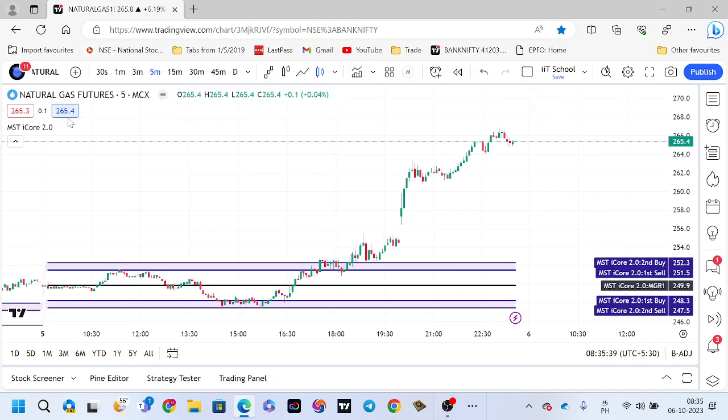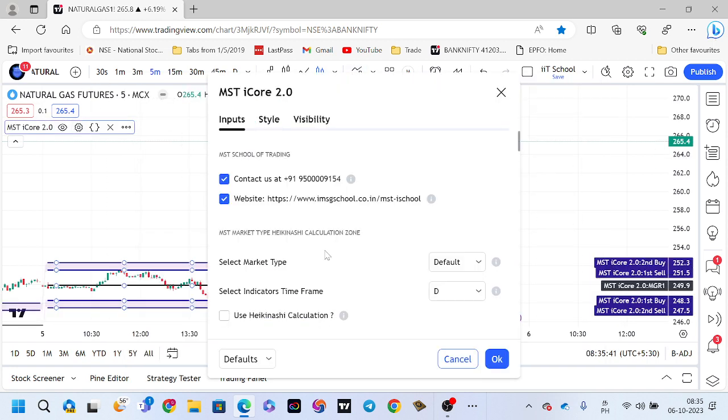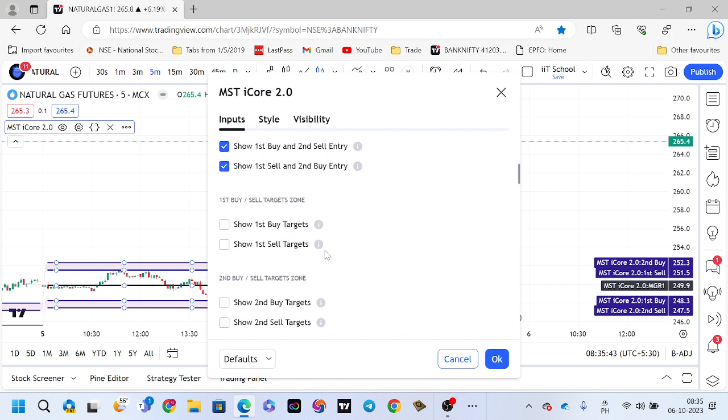If you take any indicator, all the indicators will have these 4 important features: first buy, second sell, first sell, second buy, and the targets. These will be the same for everyone. There will be no change. This is the fundamental concept we have been following for the past 12 years.